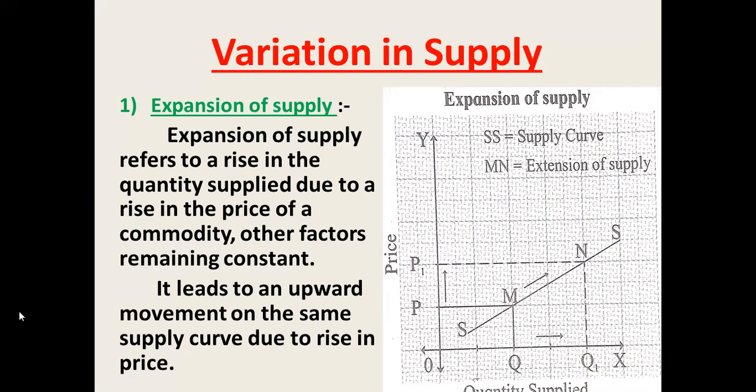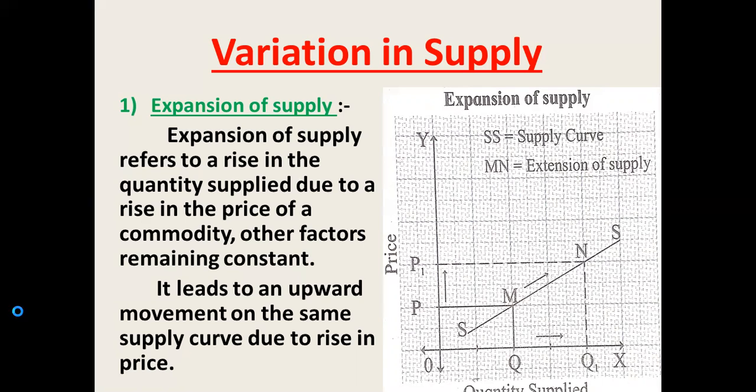So that is called the expansion of supply, and I will repeat that point. In the expansion of supply, we assume other factors remain constant. Other factors means what? The prices of inputs, taxes, and technology. These factors are constant, because if they change, that will affect the supply. So only a single factor, the price, changes, and that's why supply changes. That is called the expansion of supply.